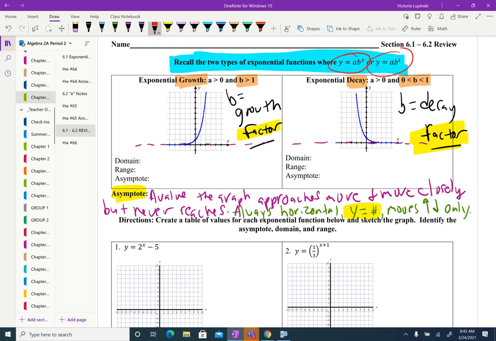So keeping that information in mind, if I was to ask you for the domain of either of these, it's always all real numbers, and that never, ever, ever changes, no matter what. In both of these, the asymptote is here at 0. And then the y values are above 0. So that's how you know that it's 0 to infinity in both cases as well.